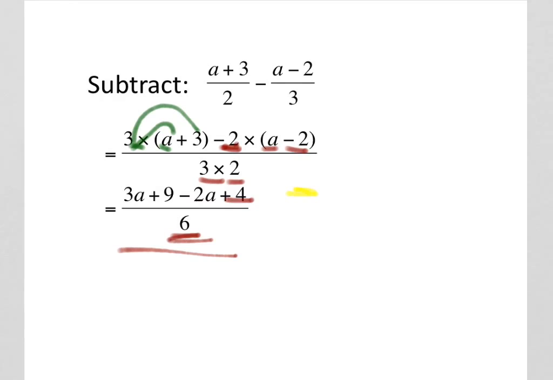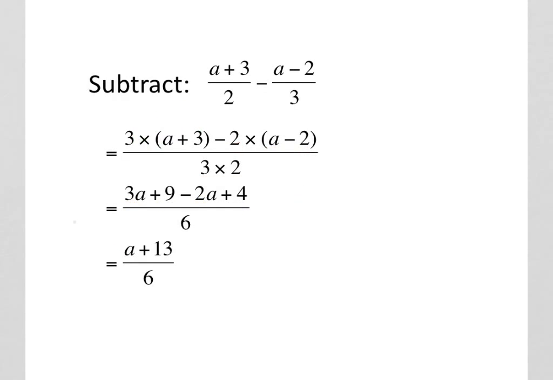You may notice that we've got 3a and minus 2a, two terms that have the same pronumeral, so we can simplify those. And we've got a 9 and a plus 4. They're numbers, so we can simplify those too. Looking at our a's, 3a minus 2a is a. Looking at our numbers, 9 plus 4 is 13, and the 6 we just leave as 6. We can't simplify this any further, so we'll leave this expression here as our final answer. And there we have it.